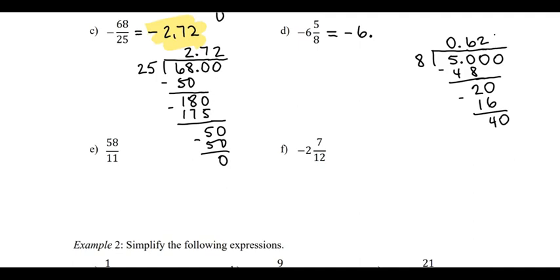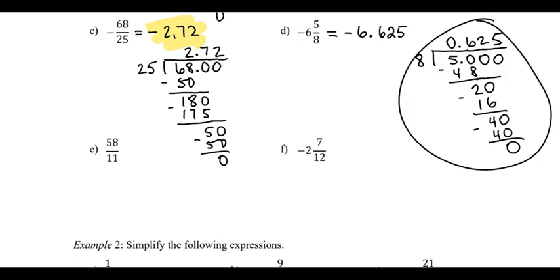And then I have the 5. 8 times 5 is 40. So this is what will give me the 0, with no more remaining numbers. So negative 6 and 5/8 converted to a decimal number is negative 6.625. So all we did in our division problem right here is we found the decimal part. We already had the whole part. So that is your official answer.